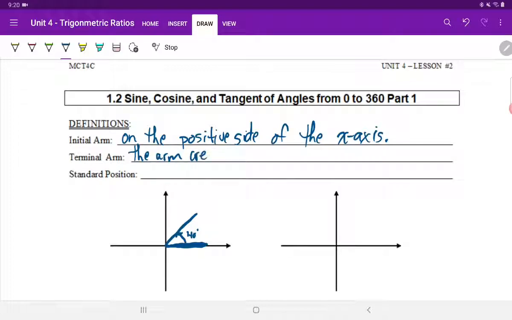So that's called the arm created with an angle measurement from the initial arm.